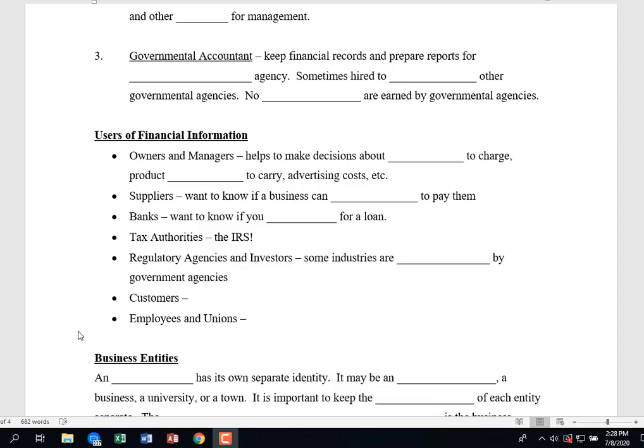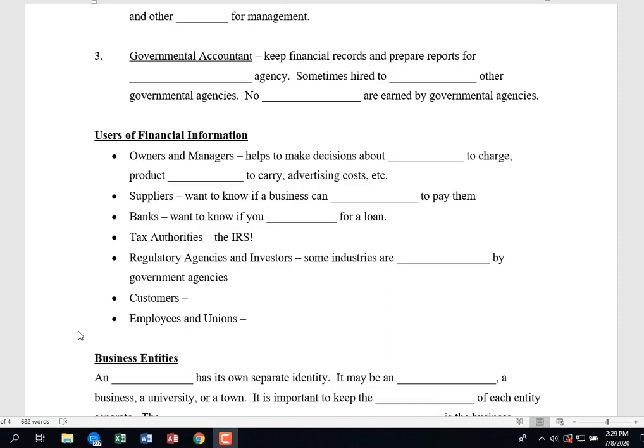Suppliers, they want to know if a business can afford to pay them. So if you order merchandise from another company to sell in your store and charge it, sometimes people want to see your financial records to see if you're good for the money. Banks, they want to know if you qualify for a loan. Taxing authorities, the IRS, say no more. We have to report every year how much we make. They're interested in our financial information.